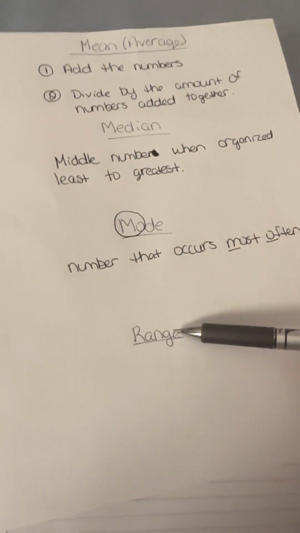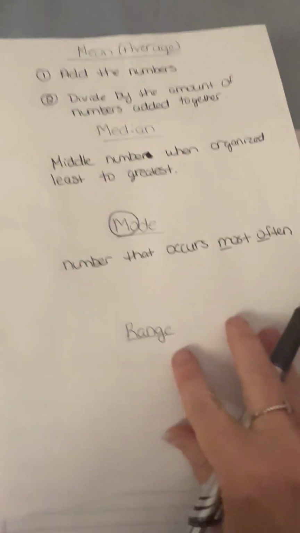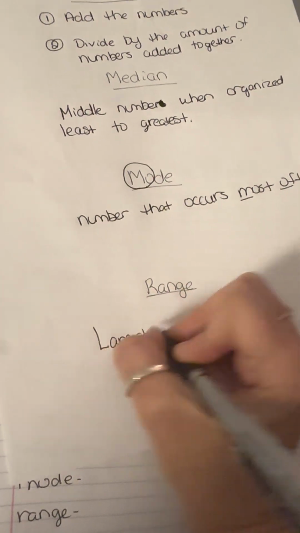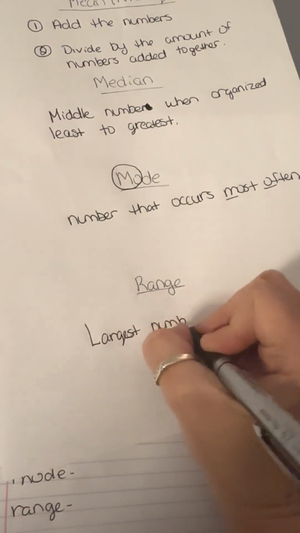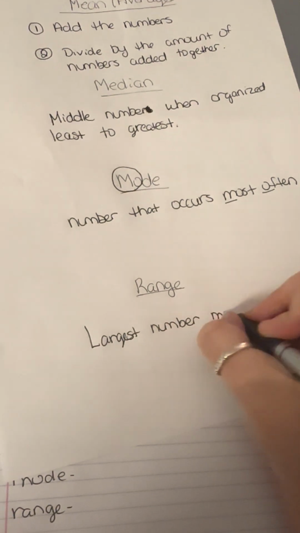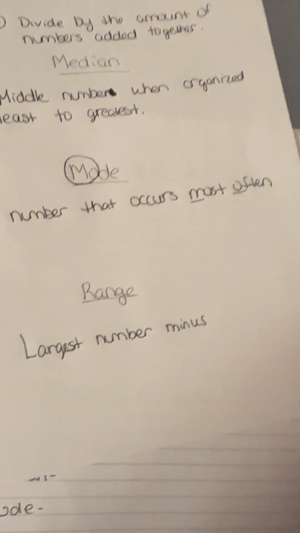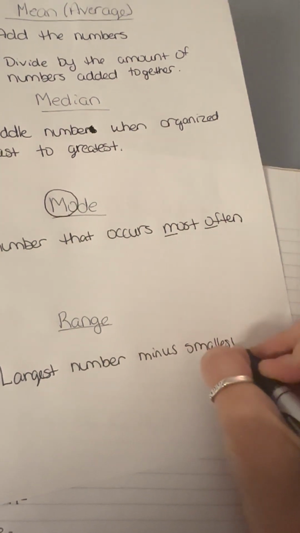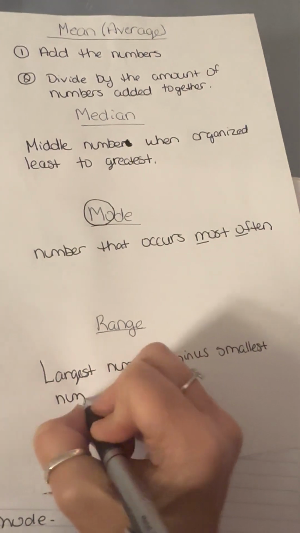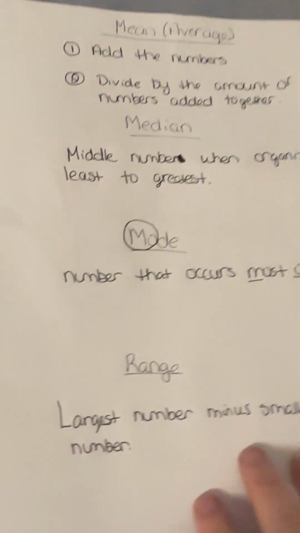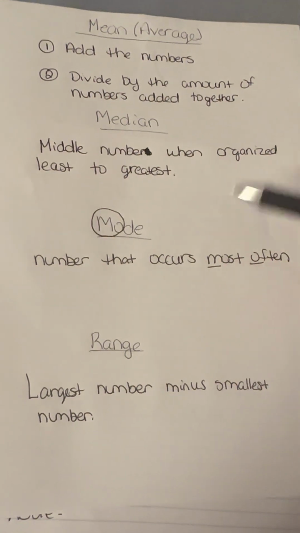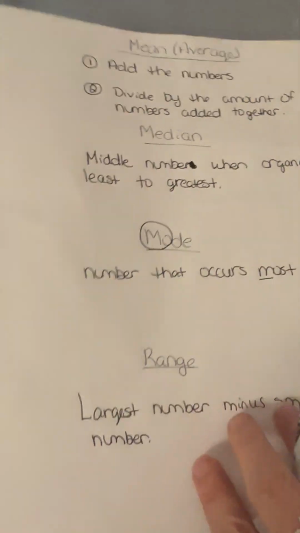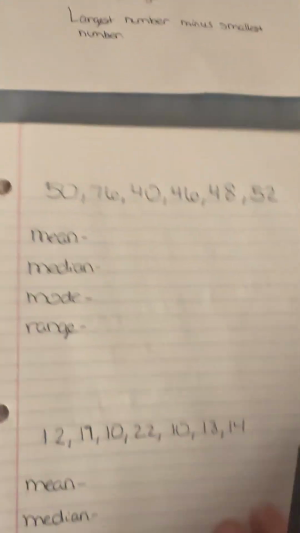Mean, median, and even range, one answer. Range is your largest number minus the smallest number. And again, this works whether it's whole numbers, decimals, or fractions. These definitions apply. So let's go through a few examples and we can reference our paper as needed.